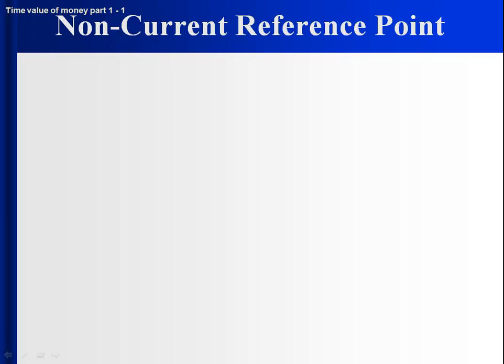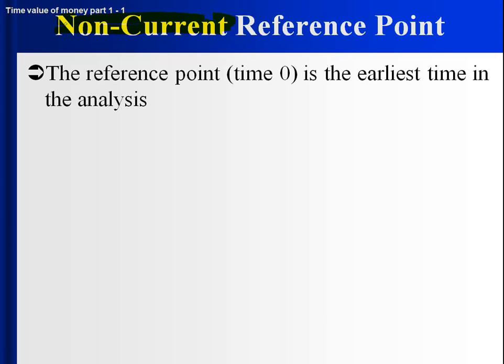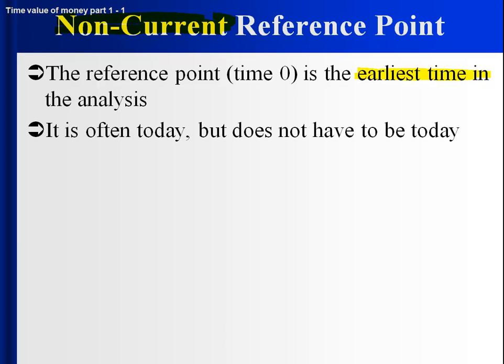A lot of what we look at, the reference point time zero, is often today, but it doesn't have to be. Sometimes I call it non-current, sometimes it's not today. So what the reference point time zero really is, it's the earliest time in the analysis. That's the time that you can set to time zero. And that could be today, doesn't have to be.